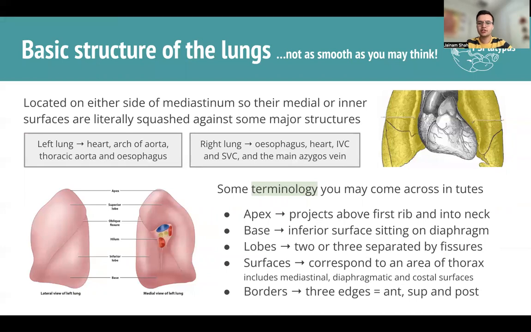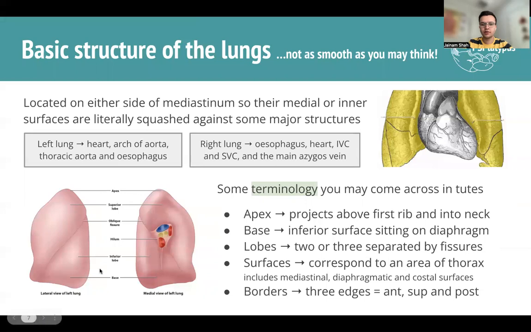A couple of words that is just good for you to know when it comes to tutorials. In a similar way to how the heart has an apex, a base, and things like that, with the lungs, you've got a couple more words to remember. Really easy though. So apex would just be the top pointy bit. That's the part that goes into the neck and is vulnerable. The base is the part that touches the diaphragm, and it physically does touch the diaphragm. So it's really important to be aware of that relationship.